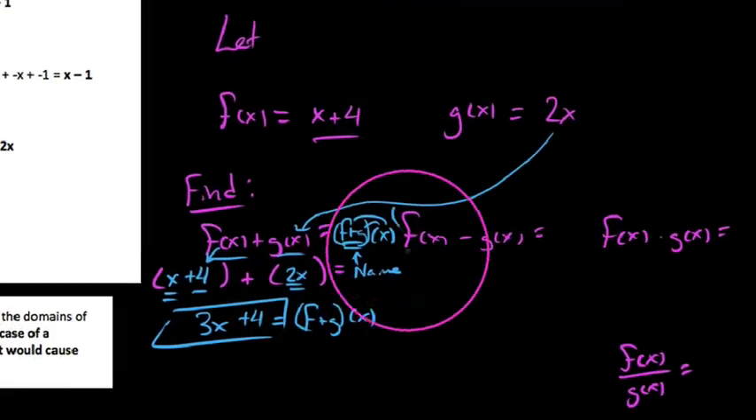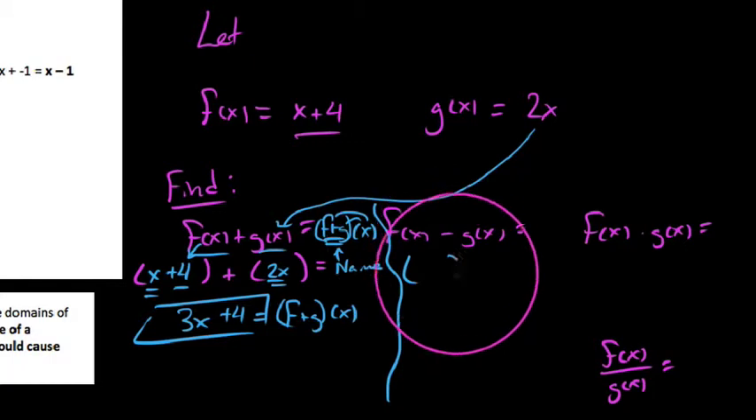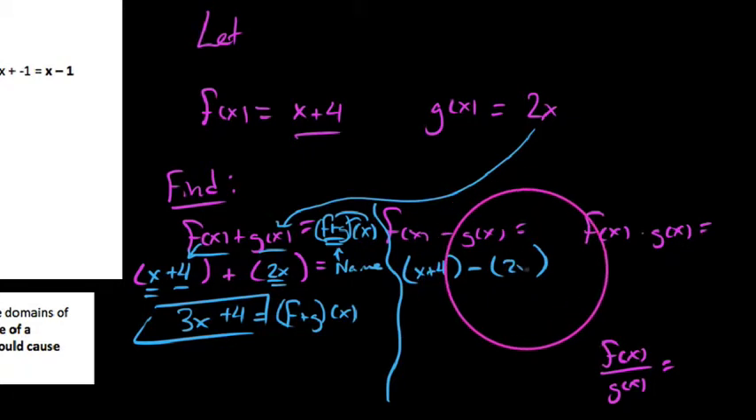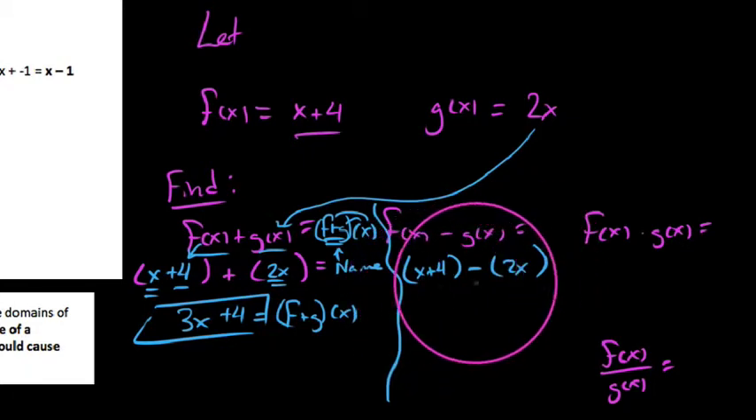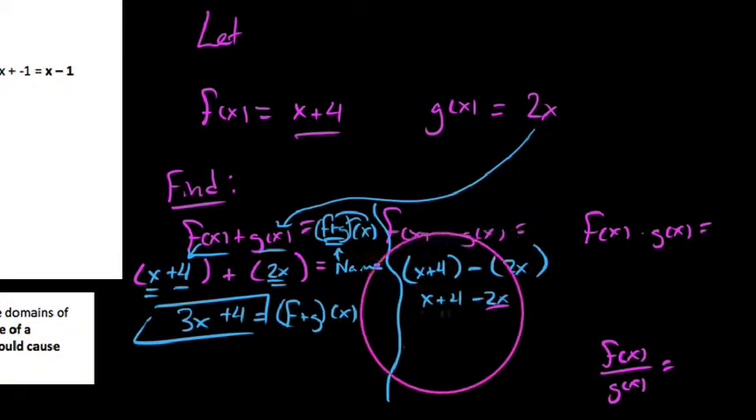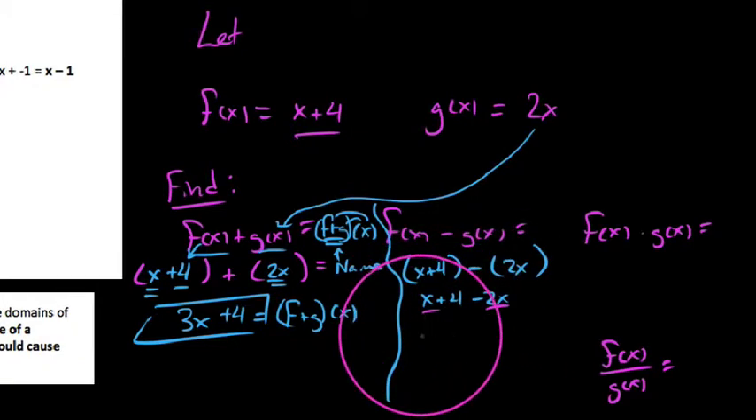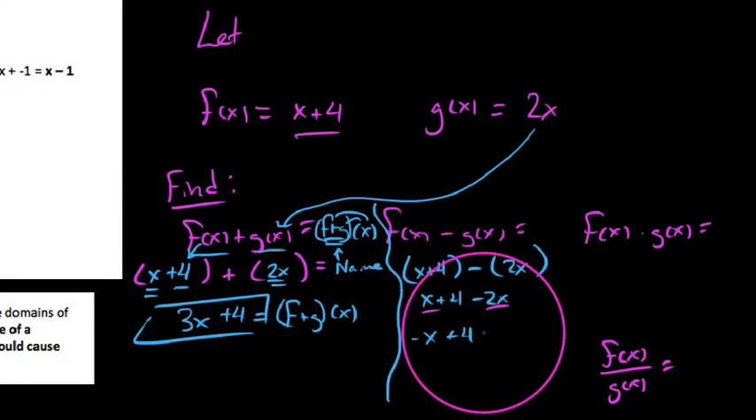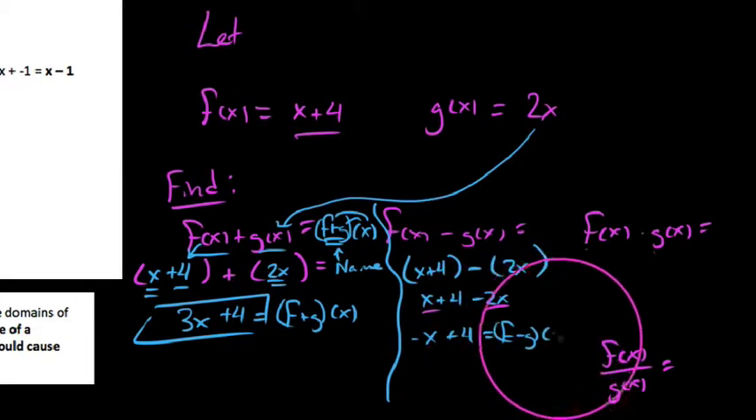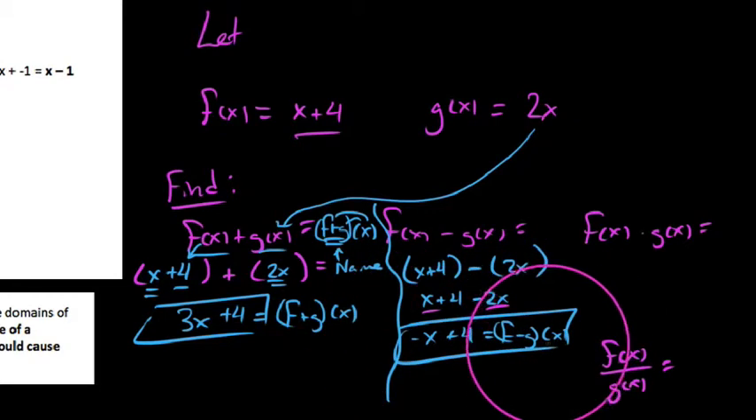Now we were asked to find f of x minus g of x. All we need to do is plug in our function values. f of x is x plus 4, and g of x is 2x. So we have x plus 4 minus 2x. We can drop our parentheses here and combine like terms again. Negative 2x and a positive x is negative x, plus 4. This is our new function, f minus g of x.